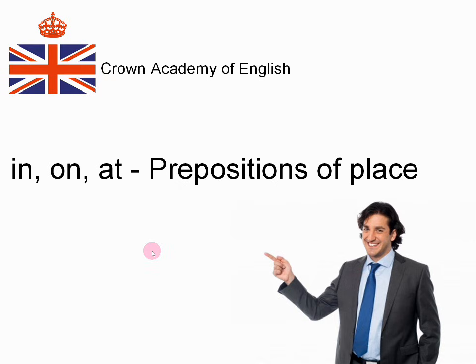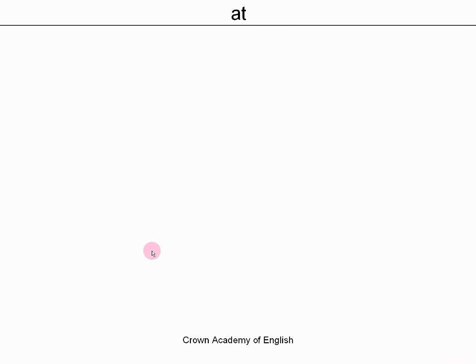the prepositions of place. So we are going to look at when we use the word in, on and at when we are talking about places. So let's get started. So we will look first at when to use the word at, and the first situation is when we want to talk about a specific point or place.